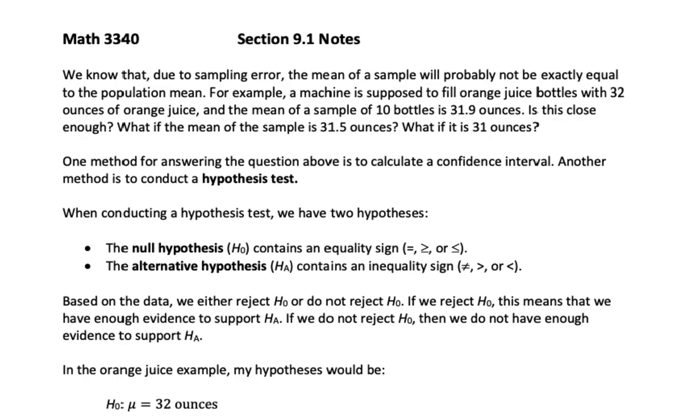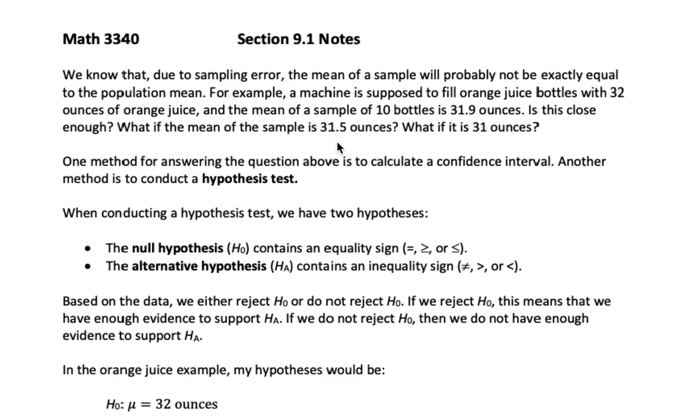In this video for section 9.1, we're going to talk about how to conduct a hypothesis test and how to write the null and alternative hypotheses. So we have this example of a machine that is supposed to fill orange juice bottles with 32 ounces of orange juice. Now we can't open every single bottle and check to make sure that it's filling them with 32 ounces. So instead we take a sample of 10 of the bottles and we find the average amount of orange juice in the bottles. If it is 31.9 ounces, is this close enough to 32 that we can assume that the machine is doing its job?